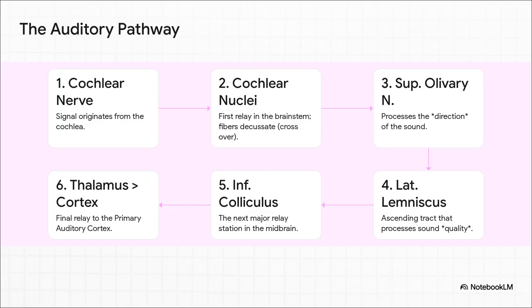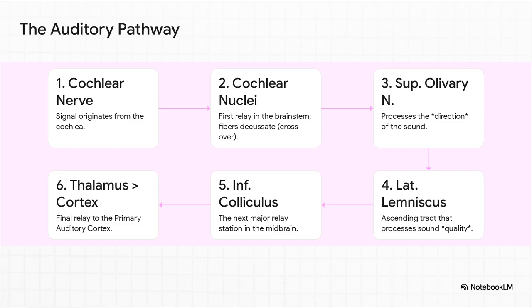Step 1. The signal starts in the cochlear nerve, which is part of cranial nerve VI. Step 2. It hits its first relay station in the brainstem at the ventral and dorsal cochlear nuclei. And what's really important here is that fibers from both of these nuclei decussate. That just means they cross over to the other side. Step 3. Fibers from the ventral nucleus shoot over to the superior olivary nucleus. Its specific job is to figure out the direction a sound is coming from.